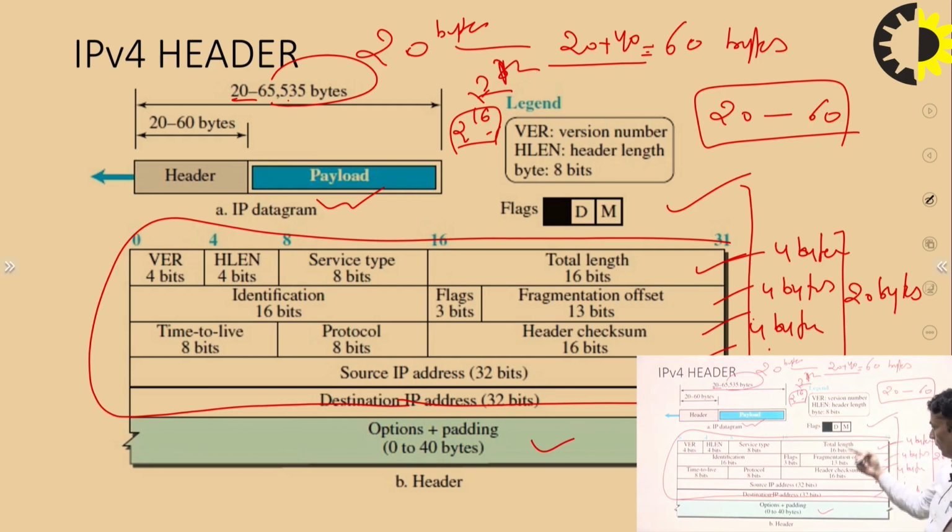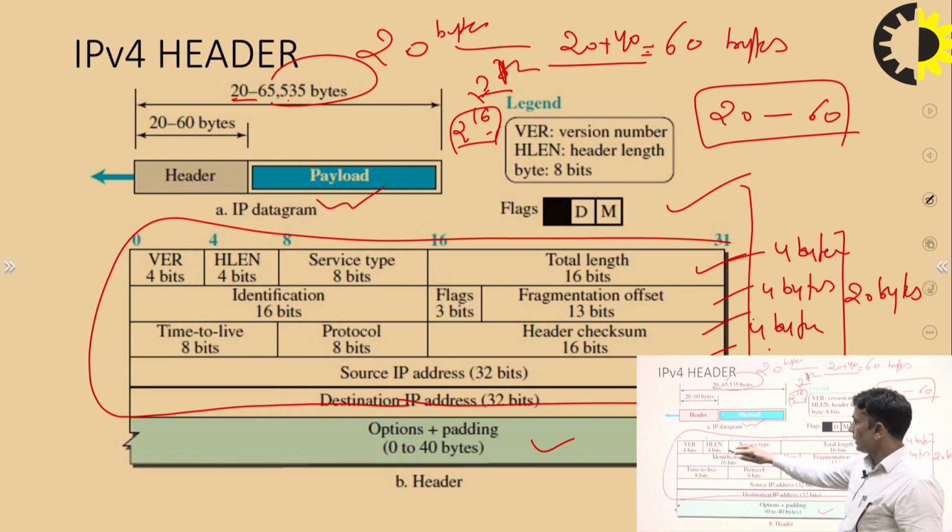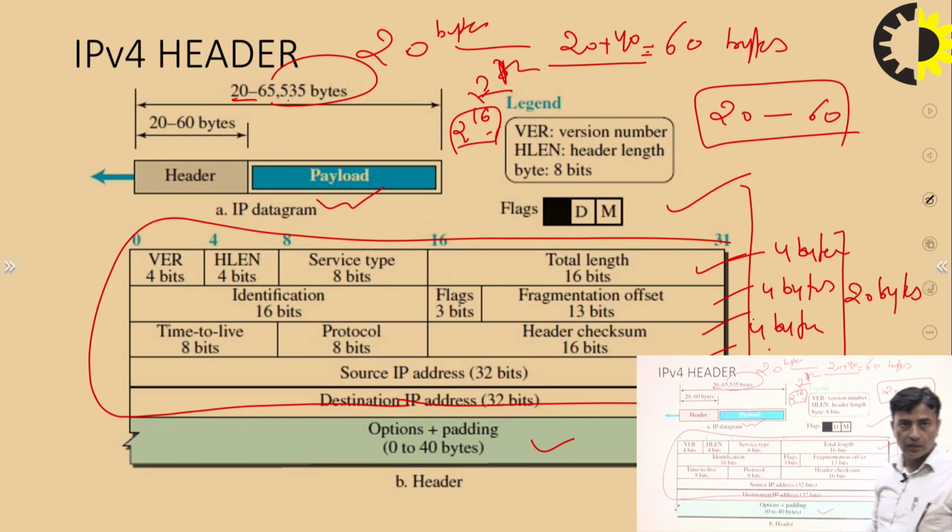Why 2 to the power 16? We will see here, because the data size will be 16 bit. So let us see in detail what information is contained by this particular IPv4 header.